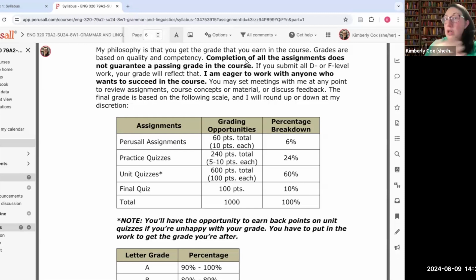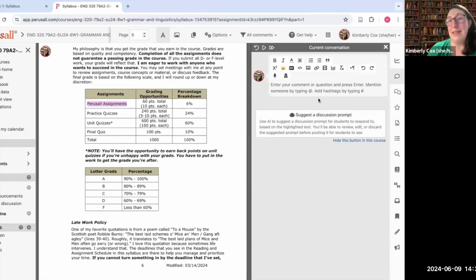So this first unit is going to focus predominantly on perusal assignments. So the goal is going to be reading through some information, learning how to process and analyze that information, and discussing. So here where it says perusal assignments, that's what we're talking about. Each of these assignments, and you see it's like, hey, you can type something right here. Each of these assignments is worth 10 points for 60 points total.